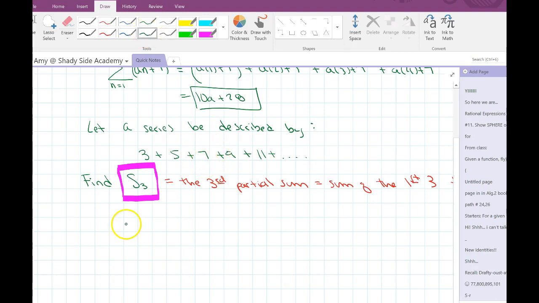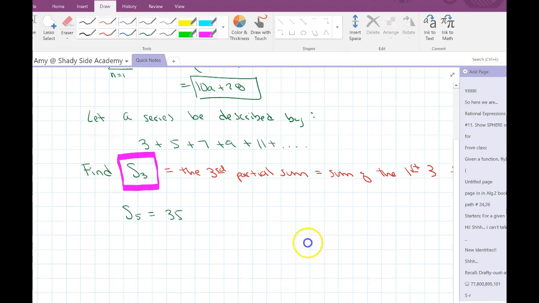Similarly, if I did this, S sub 5, okay? The fifth partial sum would be the sum of 3 plus 5 plus 7 plus 9 plus 11, and I think that's going to equal what? Does that equal 10? What is it? 11 plus 9 is 20, 35. Okay, that's the fifth partial sum.